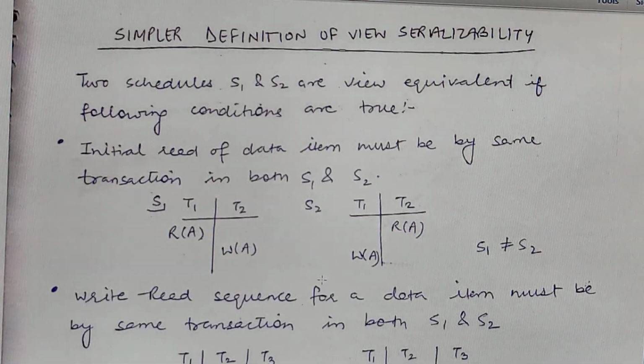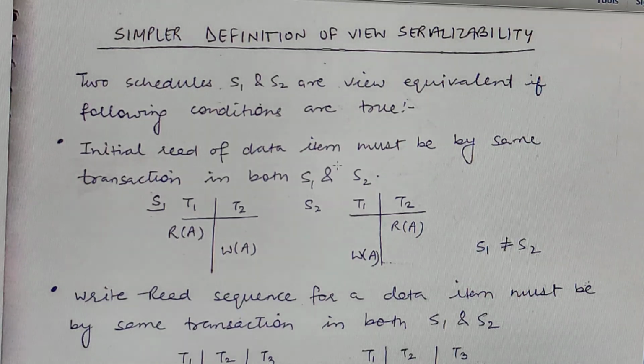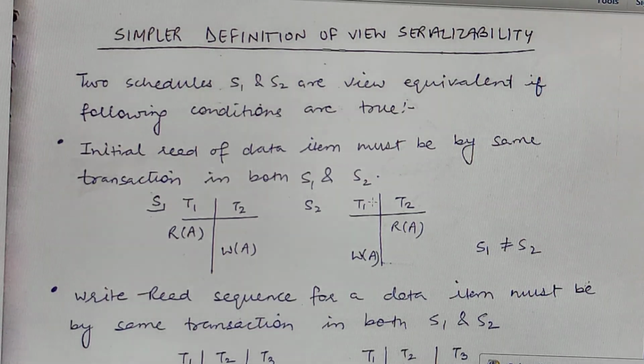Now here we have a simple definition of view serializability. Two schedules S1 and S2 are view equivalent if the following conditions are true. Initial read of a data item must be by the same transaction in both S1 and S2. If we have two schedules, the first read performed on any data item should be done by the same transaction in both the schedules. So in this case it is not view equivalent, because here the first read is performed by T1 and here the first read is performed by T2, so they are not equivalent, right?